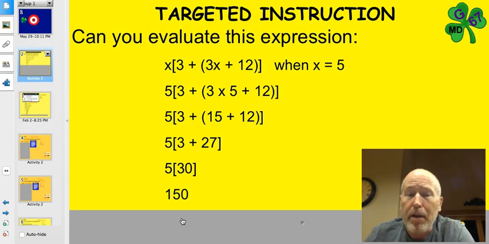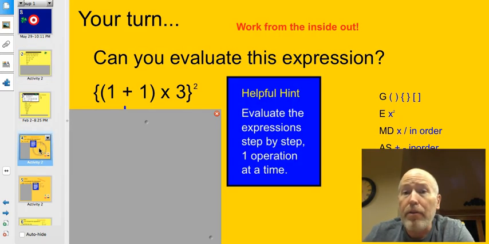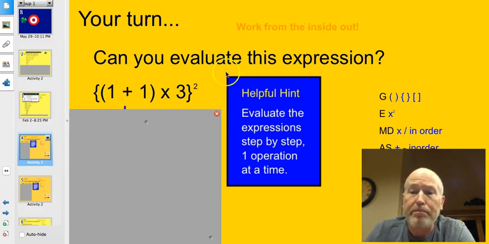Step by step, work from the inside out. I'm going to have you try a problem right away. A little more simple, but you go ahead and pause and give this a shot.